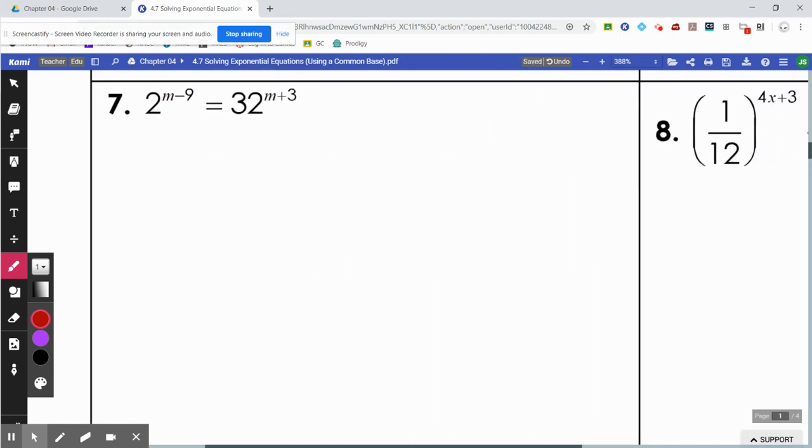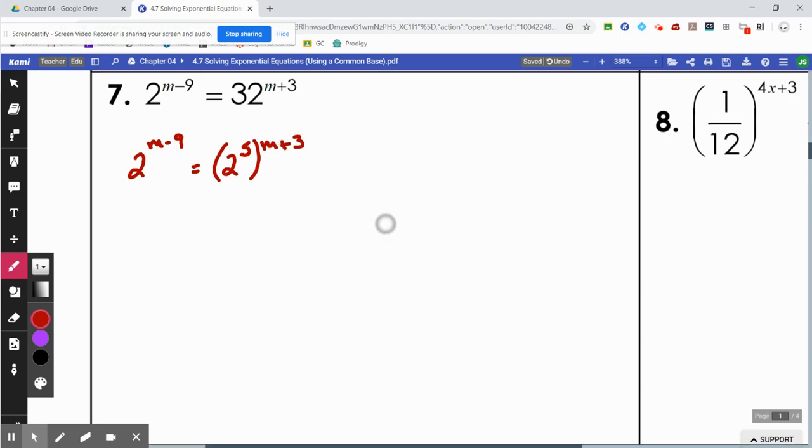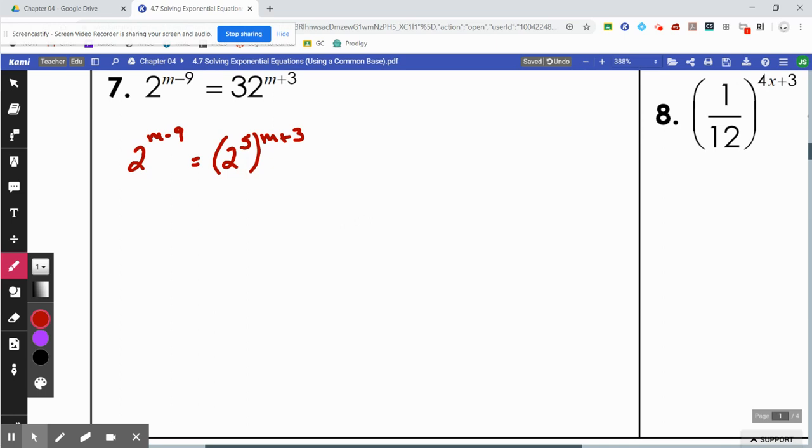Number 7. 2 and 32, we can change both of these to a base 2. 2 is already there, so 2 to the m minus 9. 32 is actually 2 to the 5th power. So here's what we're going to do here. You have 32, which is 2 to the 5th, and that is being raised to the m plus 3 power. A power to power, now what we're going to do is we're going to multiply those powers.